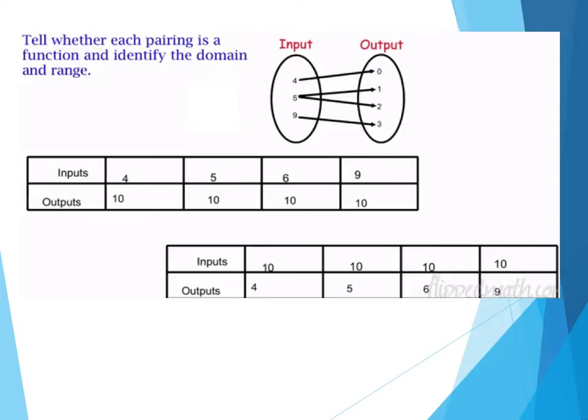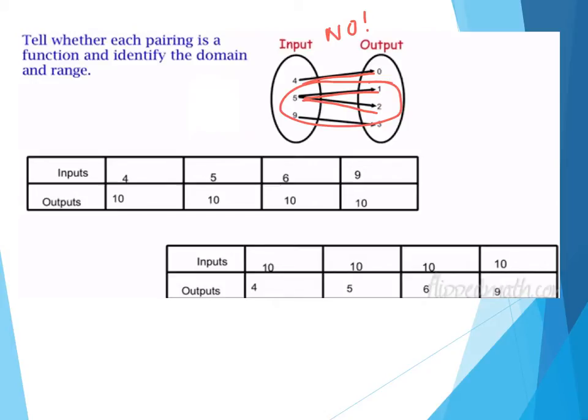All right, so I have 4 goes to 0. I have 5 goes to 1 and 2. Uh-oh, that's a problem. I should see that one right there. The input of 5 goes to 1 and 2. It has 2 outputs, so this one is not a function. I'll just write no. Because it's not a function, I'm not even going to worry about the domain and range.